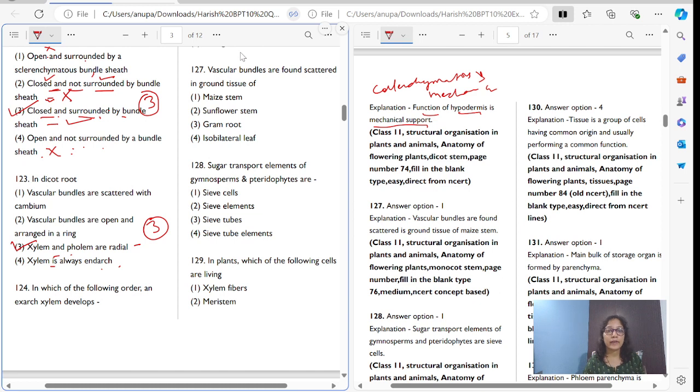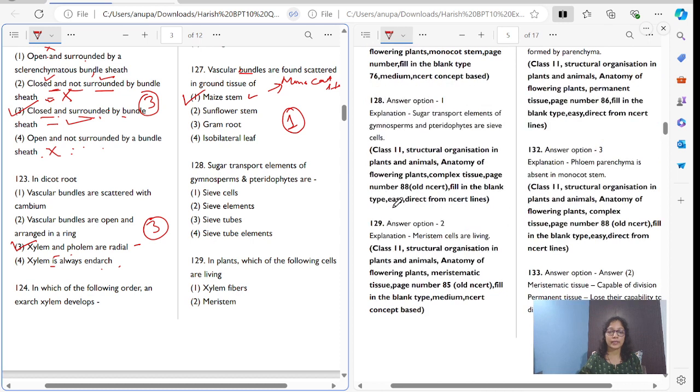It says that vascular bundles are found scattered in ground tissue of. So where are the scattered vascular bundles found? The scattered vascular bundles are found in the monocot stem. And out of these given options, which stem is a monocot stem? Hence the answer for this question will be option number 1, maize stem. Now let's move to the next question, that is question number 128.